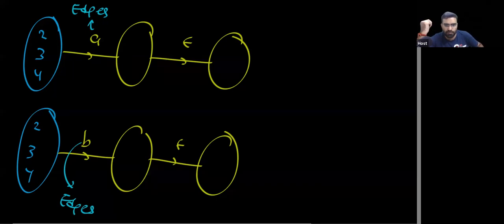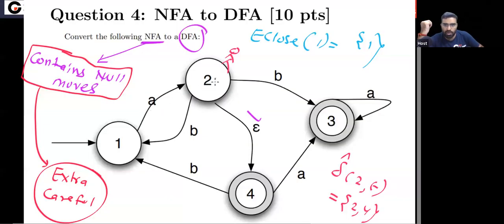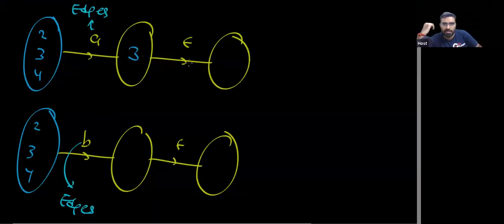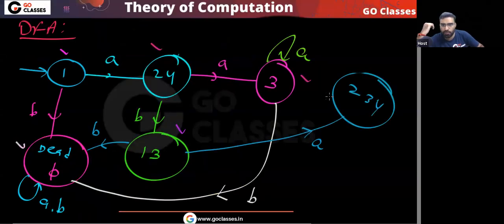You can notice 2, 3, 4 on A. 2 is not going anywhere. 4 is going to 3. 3 is going to 3. And 3 for free is going to 3. So remember, 2, 3, 4 on A is going to 3.